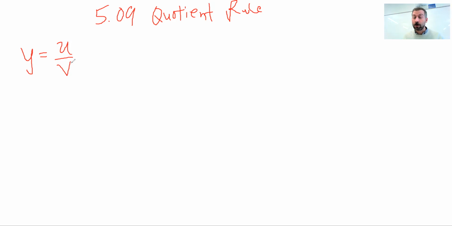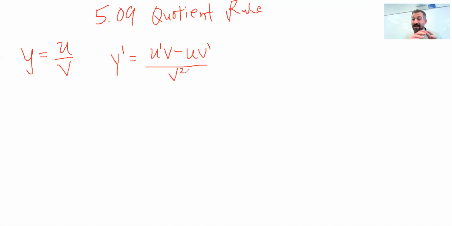When you see a fraction or division of two functions, you should be thinking quotient rule, the quotient being the result of division. In order to find the derivative of the two different functions here, it's just like the product rule: u prime v. This time we're going to minus u v prime, and we're going to put that whole thing over v squared.